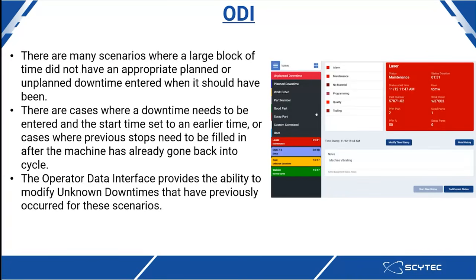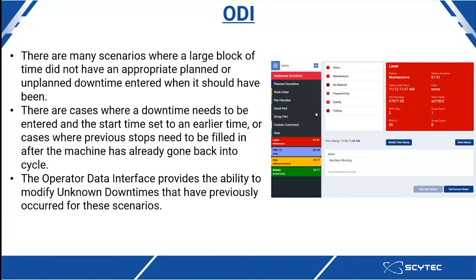What we were looking at on the last screen was the equipment overlay function, part of the ODI, but what you're seeing on the right-hand side is the downtime entering screen for the ODI. There are many scenarios where a large block of time did not have an appropriate planned or unplanned downtime entered when it should have been. There are cases when a downtime needs to be entered and the start time set to an earlier time, or cases where previous stops need to be filled in after the machine has already gone back into cycle. The Operator Data Interface provides the ability to modify the unknown downtimes that have previously occurred for these scenarios.